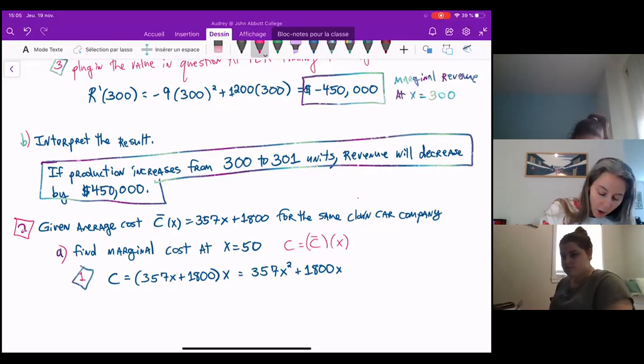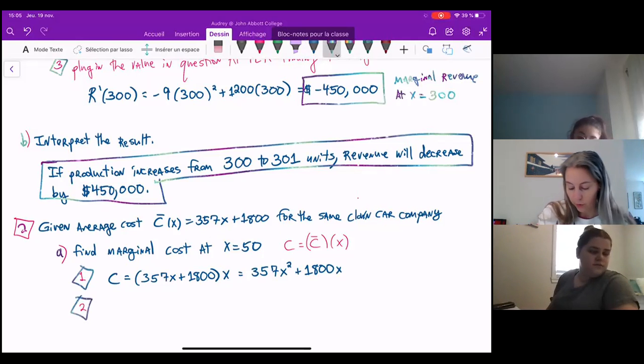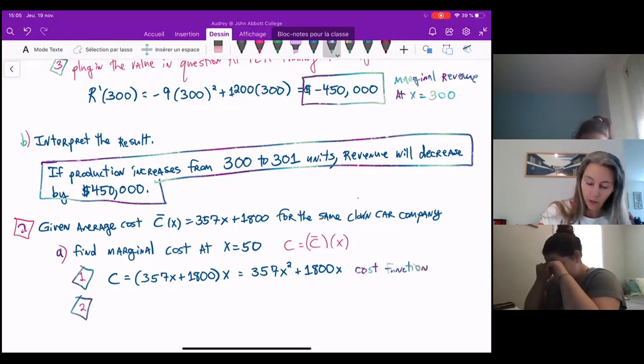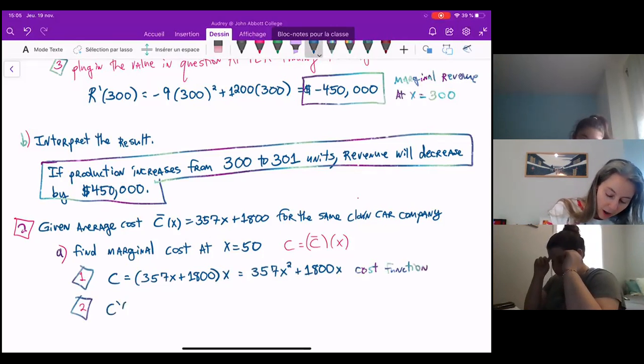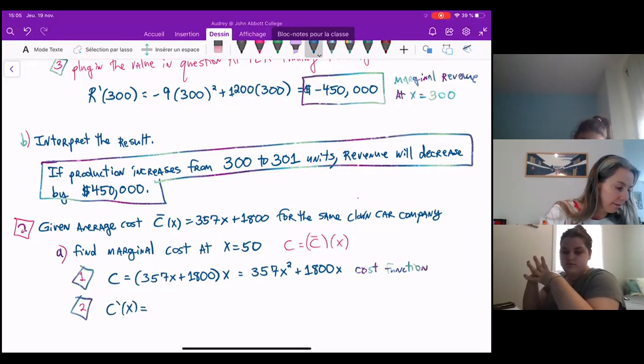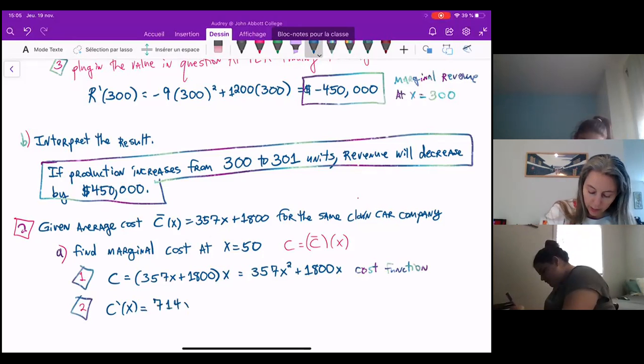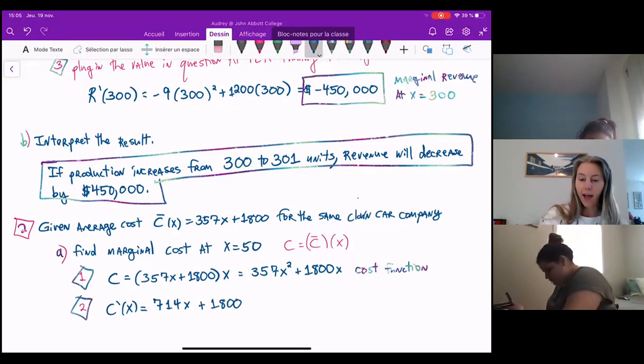Then we can take the derivative of this to find marginal cost. So this is our cost function. Then C prime of x, my derivative, will be 714x plus 1800, and that is marginal cost.